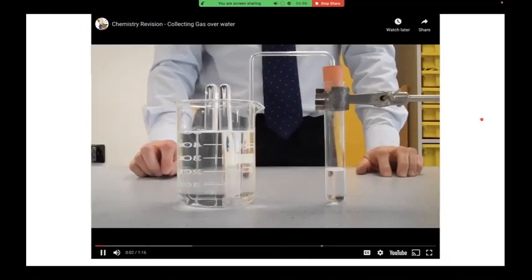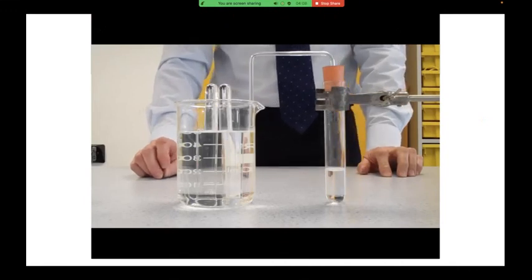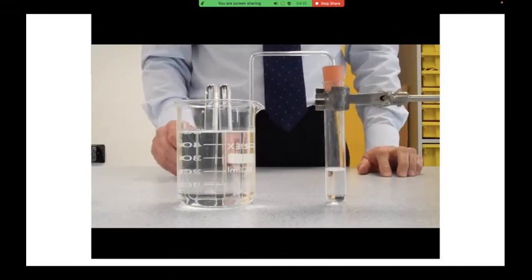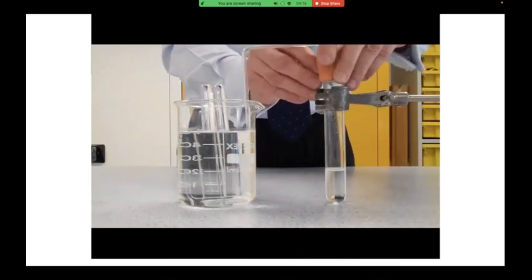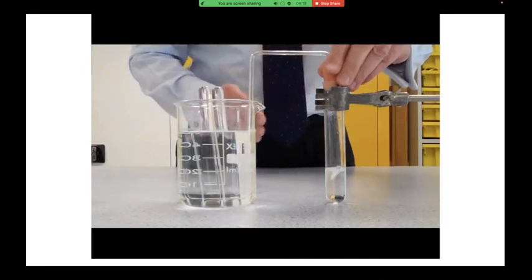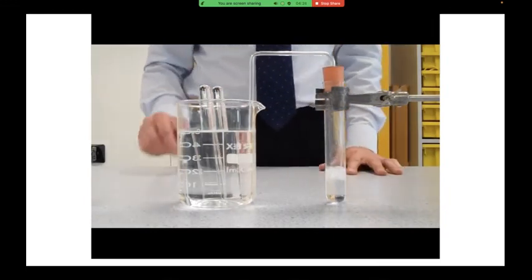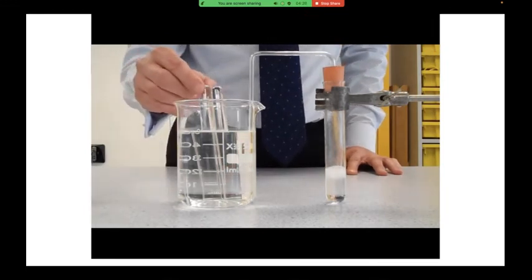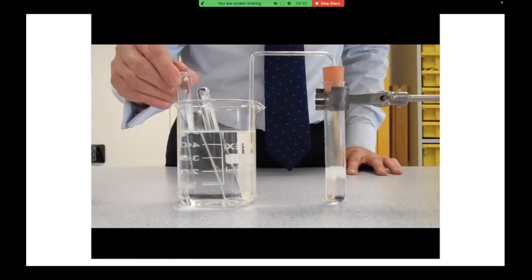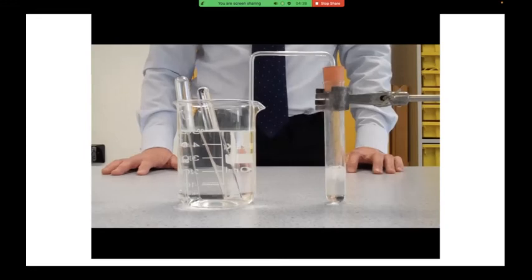Collecting gas over water is an efficient way of obtaining small samples of gases in the laboratory. It works well for any gas which does not dissolve in water easily. For this demonstration, I am going to react hydrochloric acid with magnesium, which of course produces hydrogen gas. The beaker acts as a water reservoir in which there are two upturned water-filled test tubes. If one of these tubes is placed over the end of the delivery tube, every bubble of gas can be seen as it is produced.